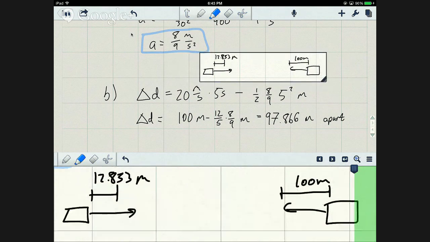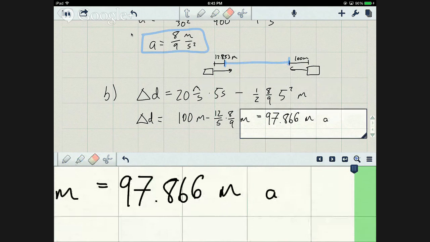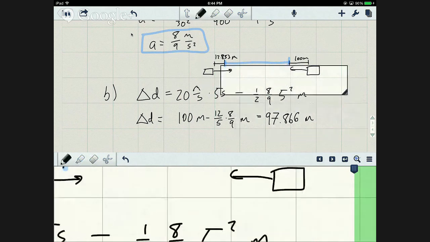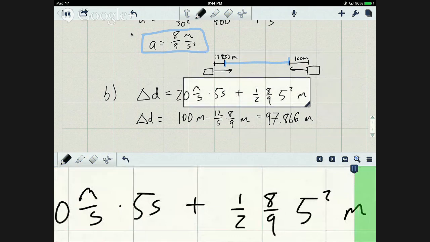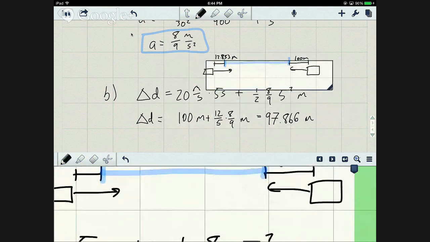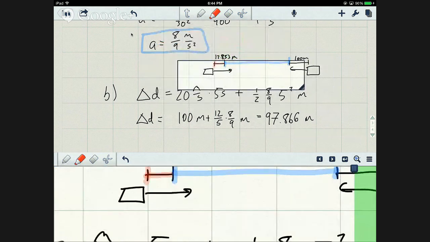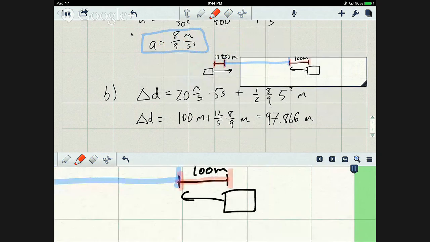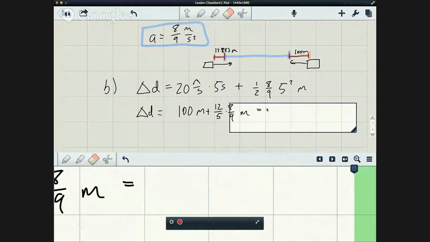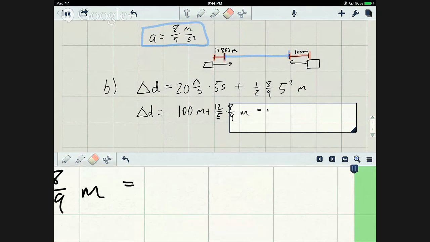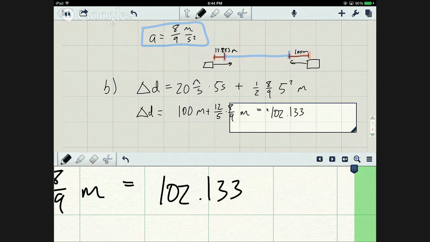And what I want is this distance here, so that's not quite what I have there. What I have there is delta D, which is in blue. Delta D is the difference of those two, when really I needed the sum to get the part in red. I get that by adding those two together, not by taking the difference. Let me redo this calculation with a plus. That gives me 102.133 meters. Okay?